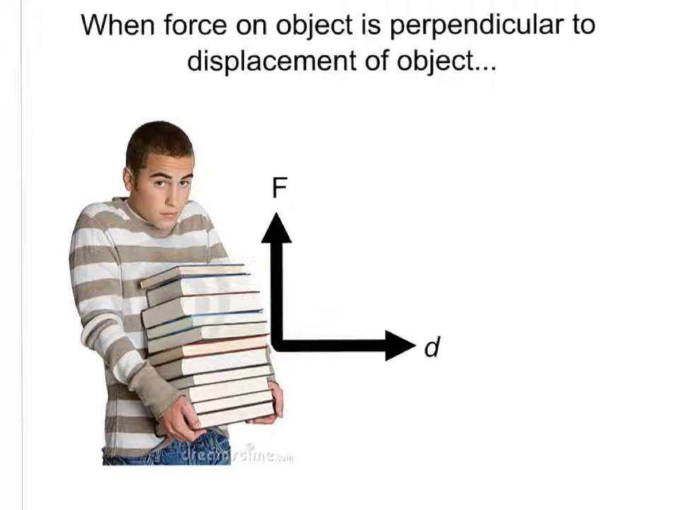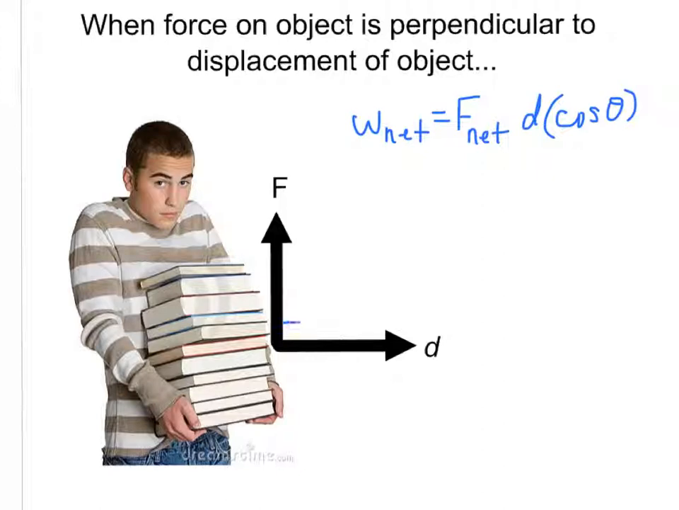What is the work being done when he's walking around holding these books up with that force, and he's walking about with his displacement perpendicular to it? Remember our formula: our net work is equal to the net force times the displacement times the cosine of the angle between them.